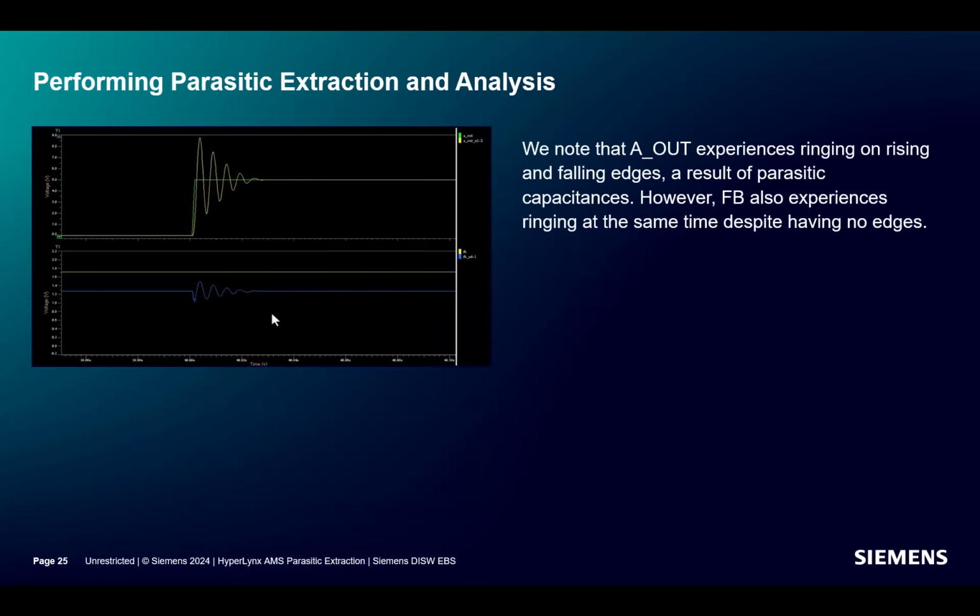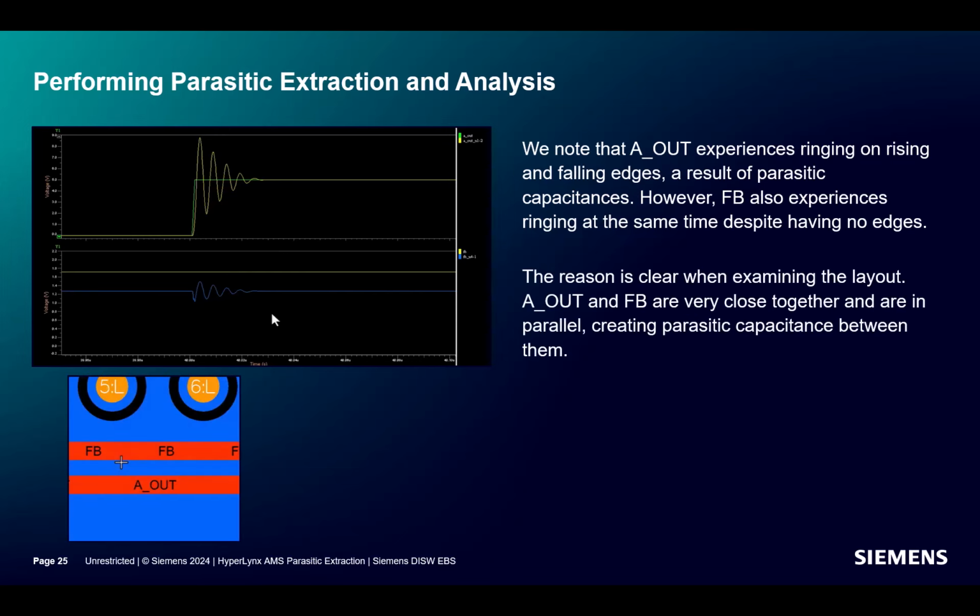We note that A-out experiences ringing on rising and falling edges, a result of parasitic capacitances. However, feedback also experiences ringing at the same time despite having no edges. The reason is clear when examining the layout. A-out and feedback are very close together and are in parallel, creating parasitic capacitance between them.